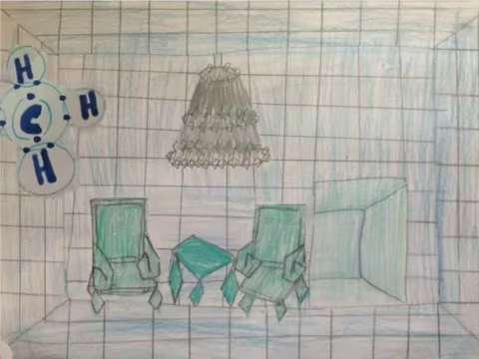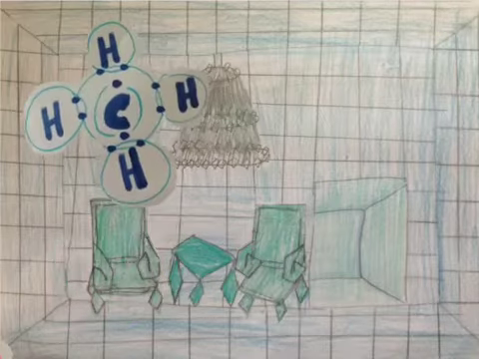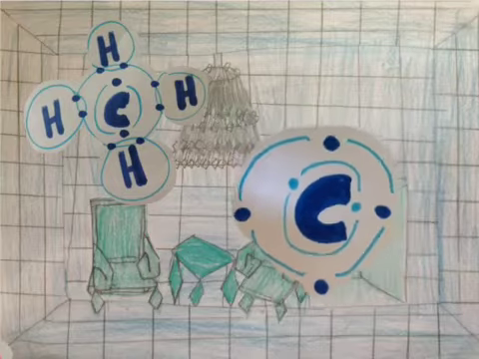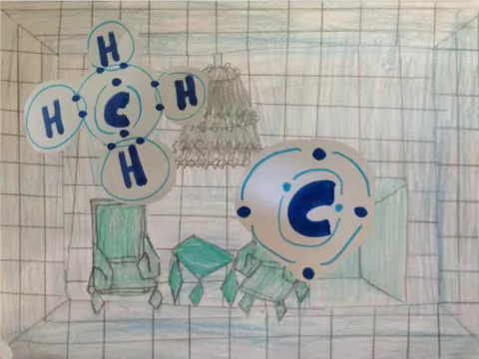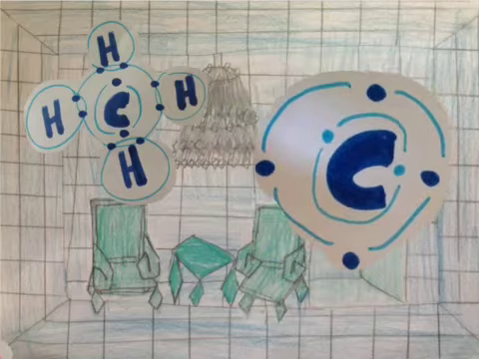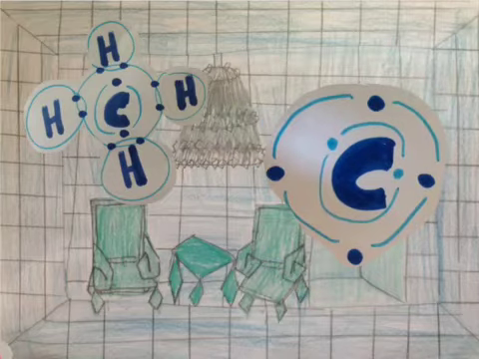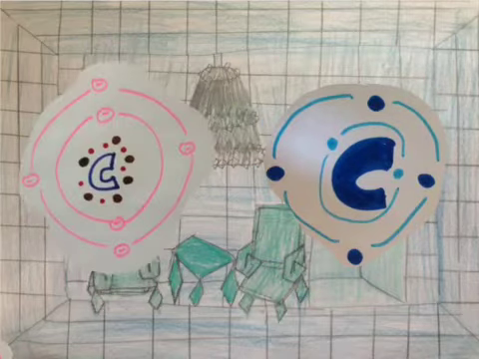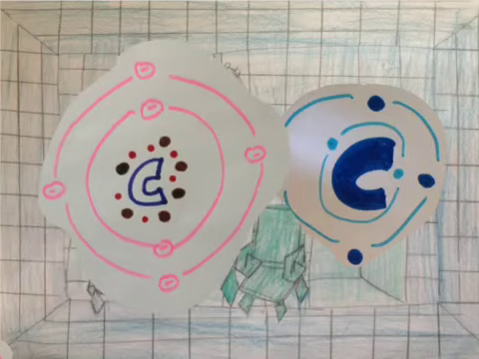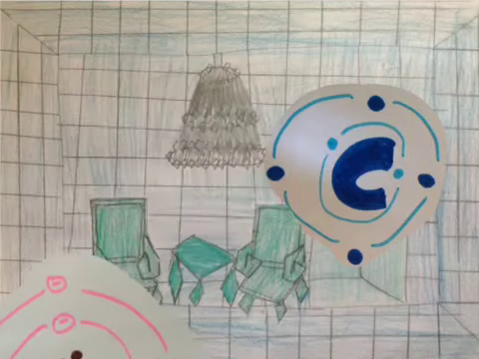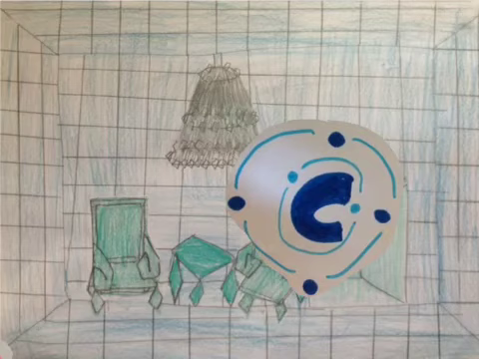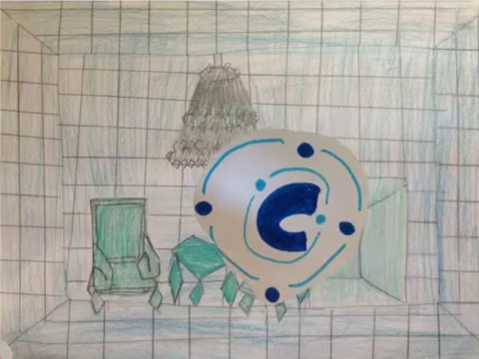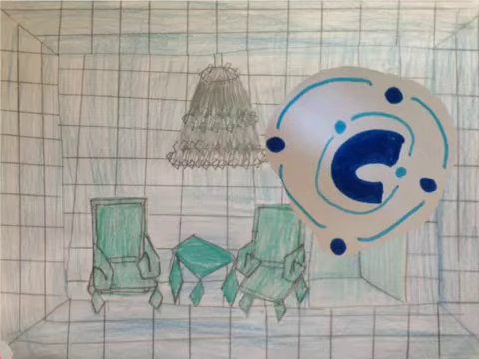Now I'm going to talk about how carbon bonds. Carbon bonds through covalent bonds. We saw from our earlier picture that carbon has 2 electrons on the inside and 4 on the outside. It's these 4 electrons on the outside which can be shared with other substances to create new compounds.